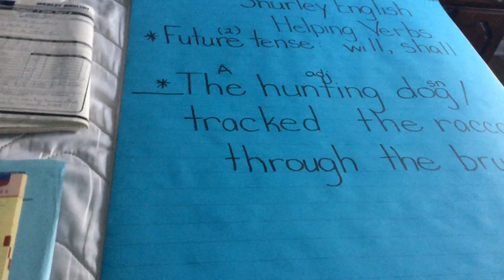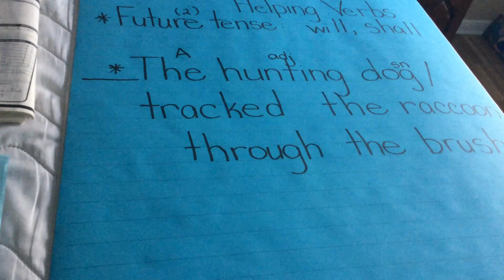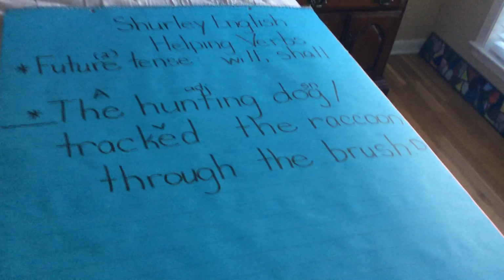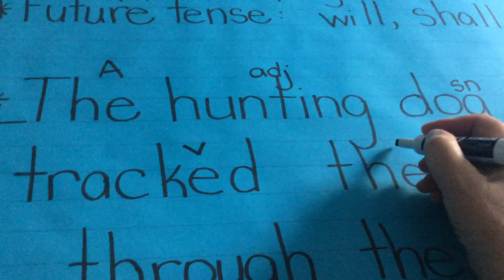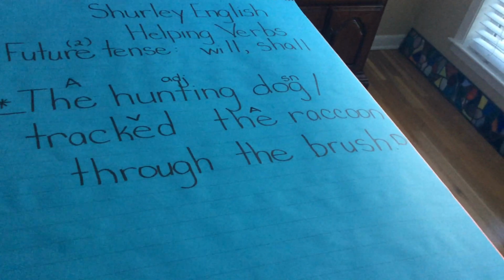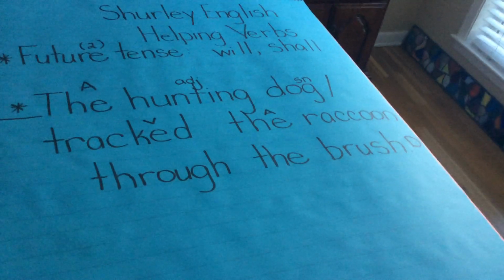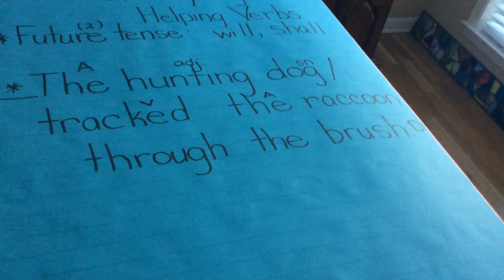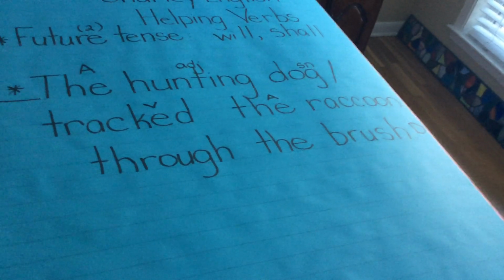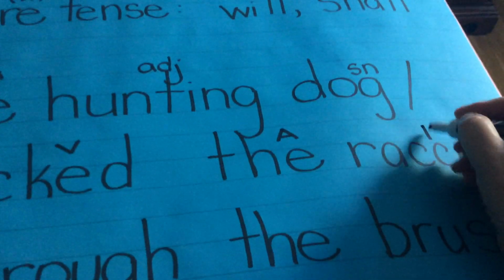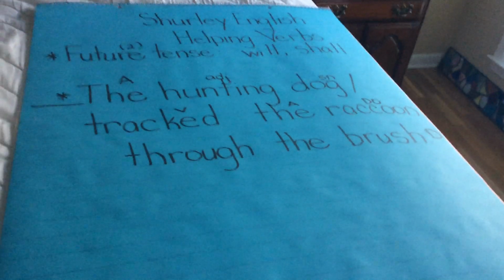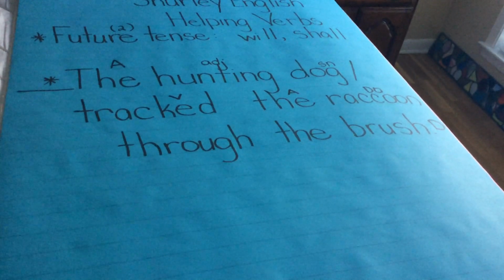What is tracked? Well, for right now, it's showing action, so we're going to put verb, but we're going to be back. What is the? Article adjective. Okay? What is raccoon? Hopefully, everybody said, well, Mrs. Shelton, it's a noun. It's not in any sort of preposition or prepositional phrase. So it's got to be a direct object. Some of us are getting hung up on this. This is why it's great practice. It is a direct object.